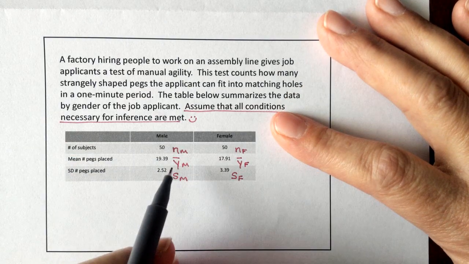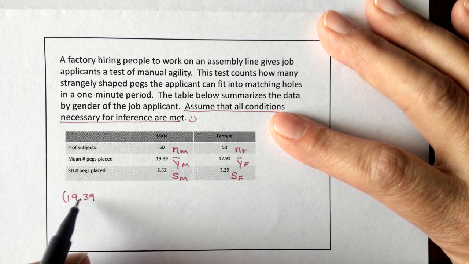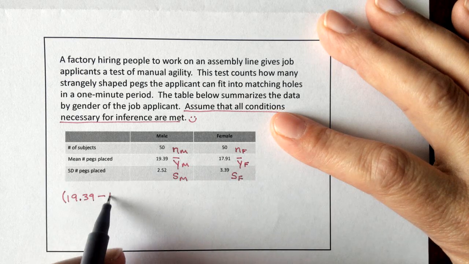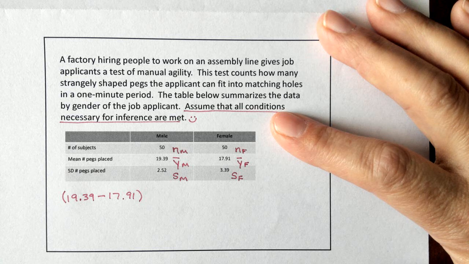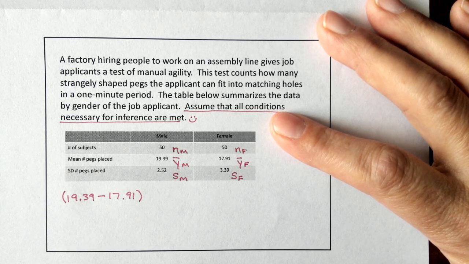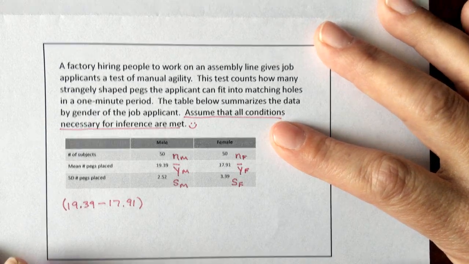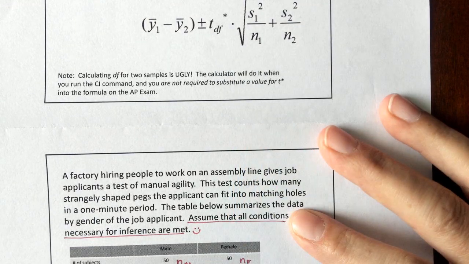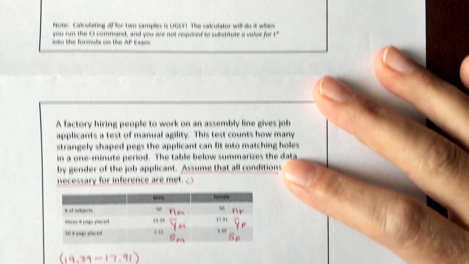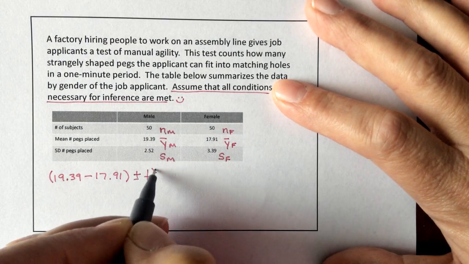Okay, so Y bar for males is 19.39 minus the Y bar for females, 17.91. It's exactly like we did when we found the difference of the two proportions in the earlier unit. We just don't have percentages anymore. Then we'll do plus or minus T star with a particular number of degrees of freedom.